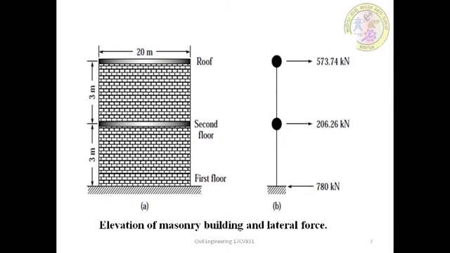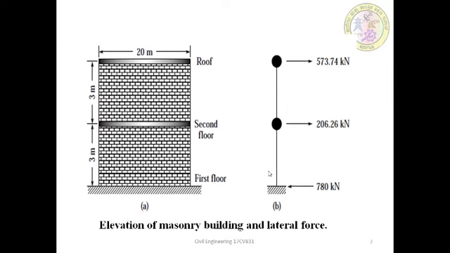Now the figure itself shows the two-story masonry building of height 3 meter each, and in plan you can see it is 20 meter by 20 meter. Another figure shows the 780 kilonewton base shear, and how it is to be calculated. We will see it in the following steps, and how the distribution of the lateral forces, 206.26 kilonewton as well as 573.74 kilonewton, is to be calculated, following these steps.